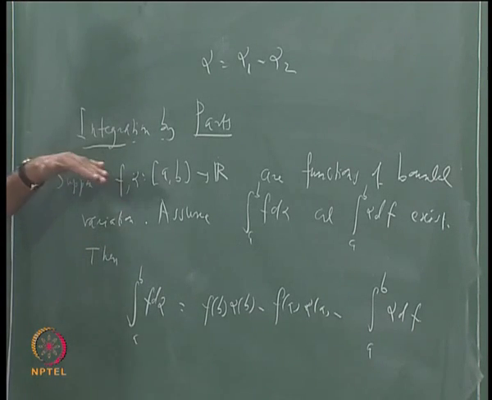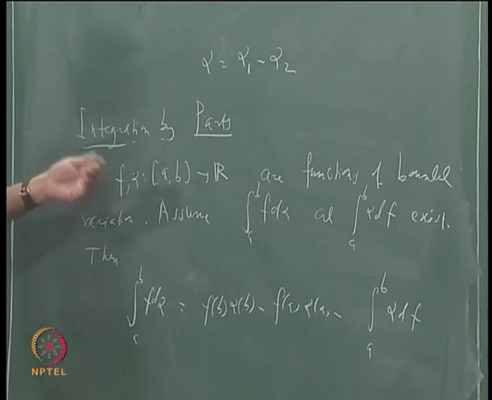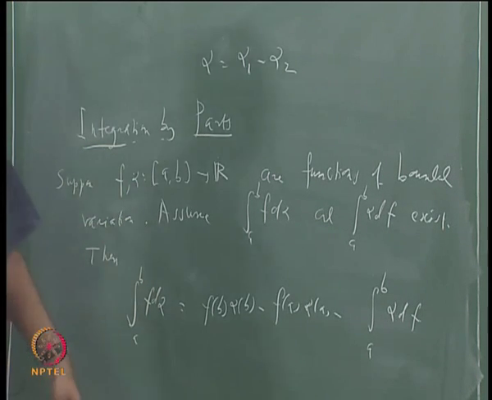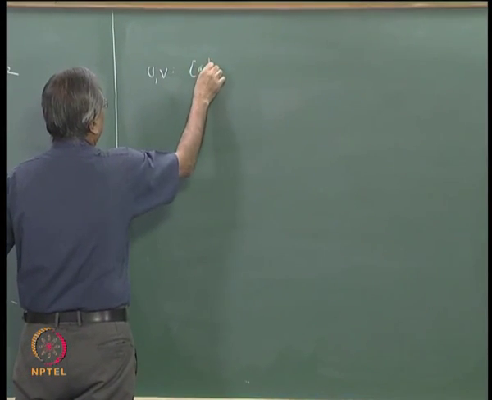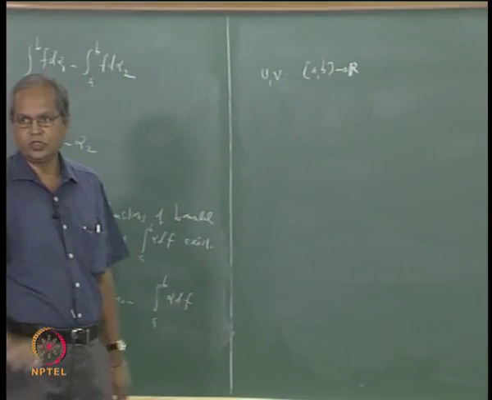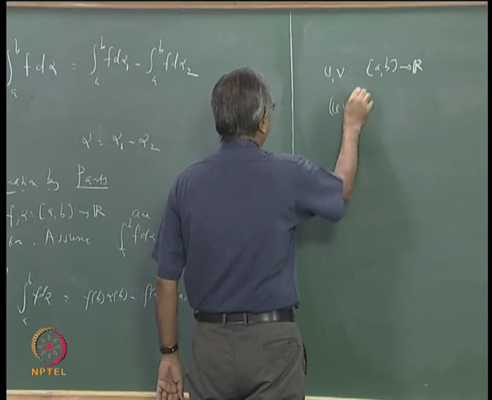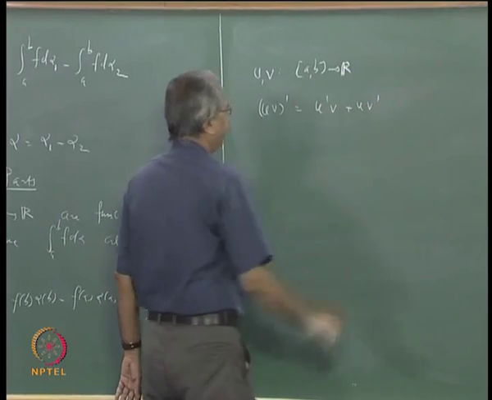Of course this integration by parts is something that you would have also seen in the undergraduate calculus courses, and if you follow that approach then the proof is very simple, because there you assume lots of things. Let us just quickly recall before we go to the proof what we do there. You look at two functions u and v from a b to R and assume that both of them are differentiable, and then you look at the product formula, u v prime is equal to u prime v plus u v prime.